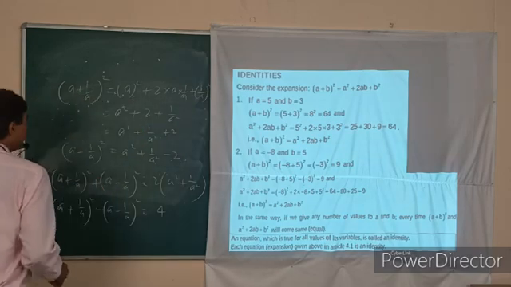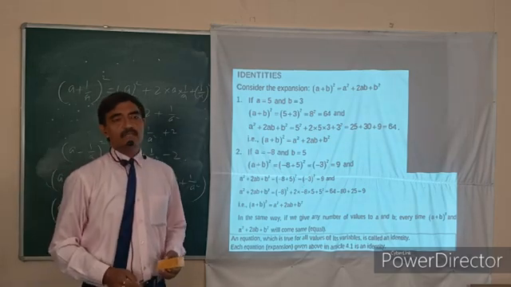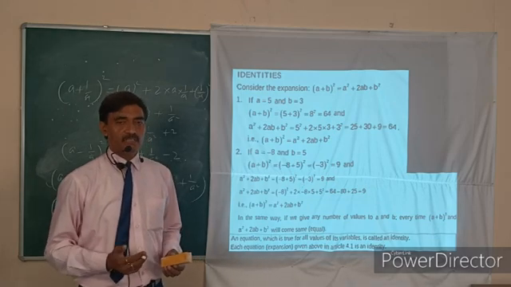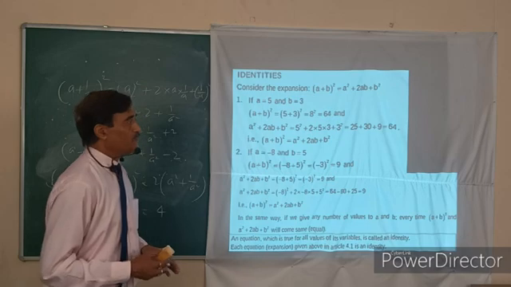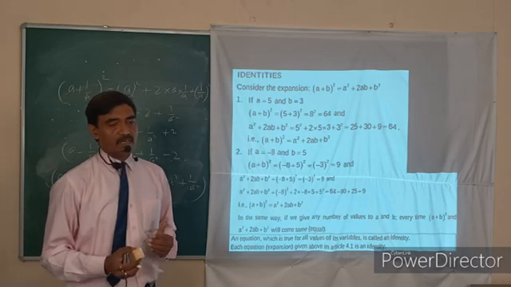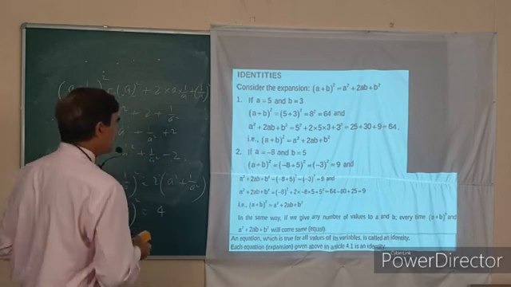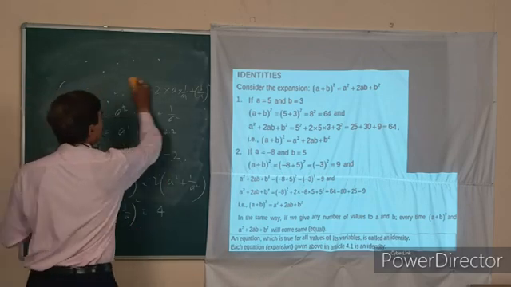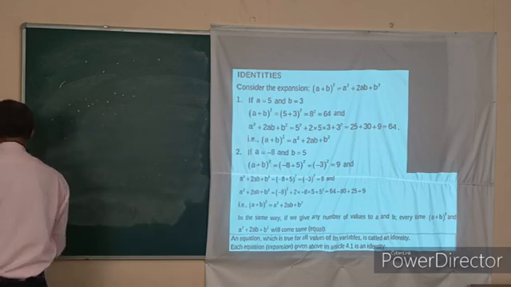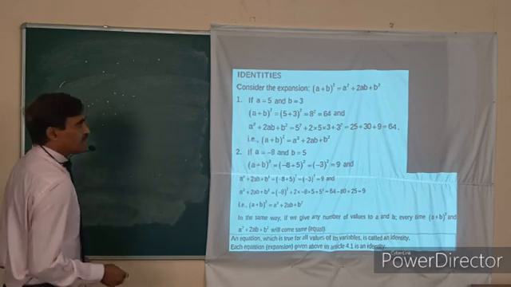Now, identity. Identity means the equation which is true for every value. So whatever value we put over here, when we substitute the values of a and b, the left hand side and right hand side both should be equal. That makes the identity. So here there are certain identities given, and we are going to prove whether it is correct or not.